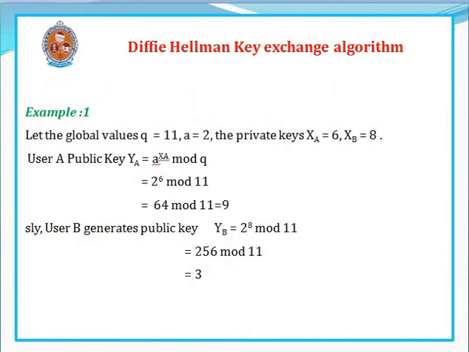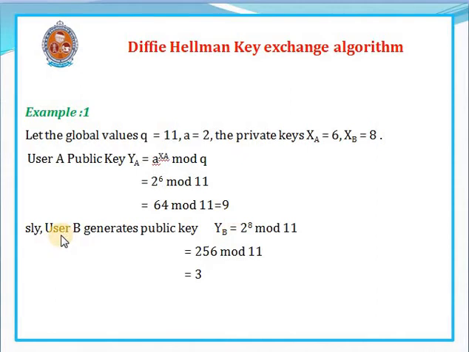Now this is the example for the Diffie-Hellman key exchange algorithm. Let us select two global values Q equal to 11 and A equal to 2. Now here A is the primitive root of this Q. The private keys of user A and user B are XA equal to 6 and XB equal to 8. Now user A calculates his public key using this formula YA equal to A power XA mod Q. Here A value is 2, so it becomes 2 power 6 mod 11, that is equal to 64 mod 11, that is equal to 9.